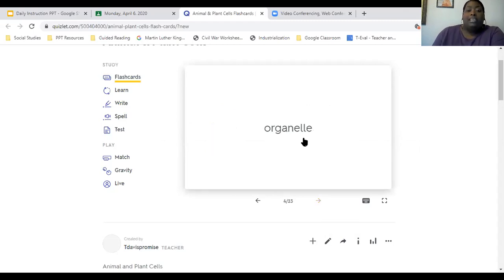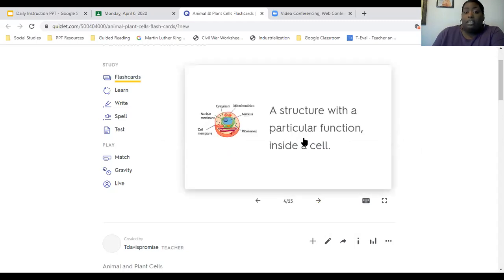All right. Inside of cells are organelles. An organelle is a structure with a particular function, and it's inside of a cell. And remember, we said a function is what something does. So an organelle is something that's tiny, it's inside of a cell, and it has a job that it does.